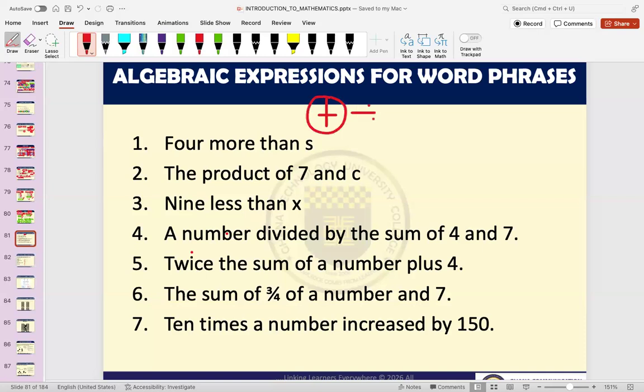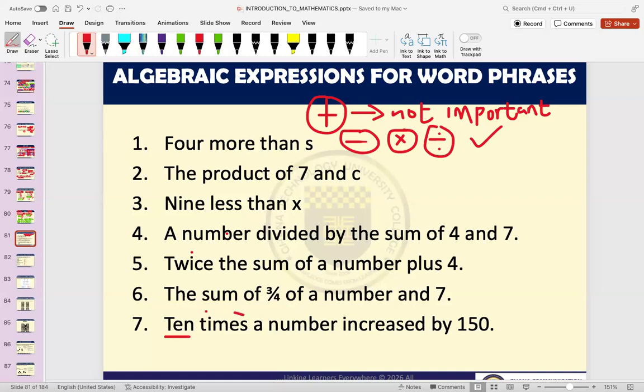So let's take it that when it is addition, order is not important. All other operations, order is important. So subtraction, multiplication, division, order is important. Now let's look at number 7, the last one.